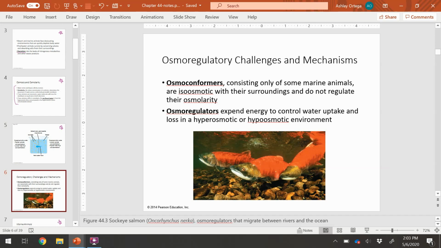Here's an example in the picture below of sockeye salmon. They are osmoregulators that migrate between freshwater rivers and the ocean. And so they have to migrate, they have to be able to regulate their water uptake and water loss. So we'll see in the next few slides how marine animals and freshwater animals will do that.